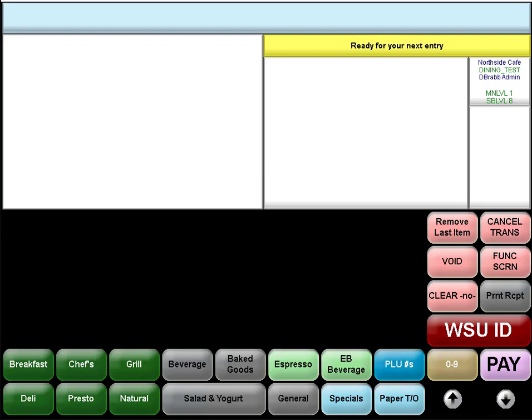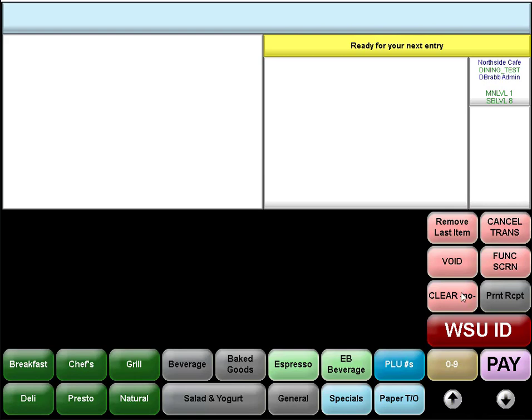However, there will also be an occasion where a customer does not have enough on their student meal plan, but they do have some Cougar Cash available, and the split tender can be made using the Cougar Cash. So quickly, let's just run through those two scenarios.